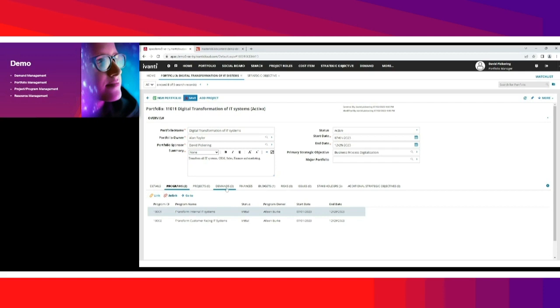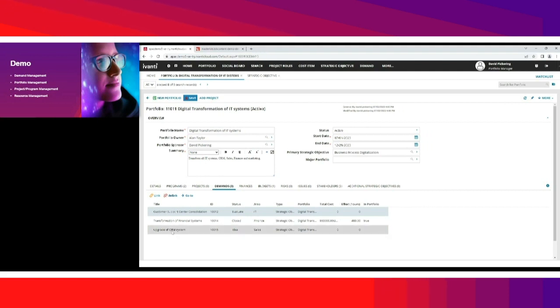Then you also have that view of the demands. And we'll look at demands in just a minute. But looking at demands as saying, okay, what's come in? What ideas do we have that are coming in that are linked to this portfolio? And we can see that we want to upgrade the CRM system. So that's come in as an idea, and we can look at what that looks like when it comes in as an idea. And we've also got another one that's going through that evaluation stage. And what we saw here was our transformation of financial systems, which is a demand that's moved on to be part of a program of work or a project.